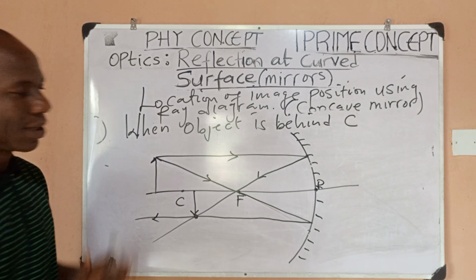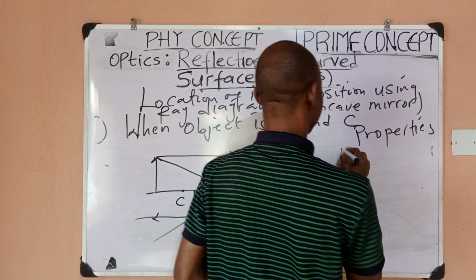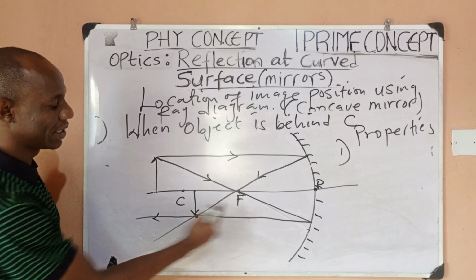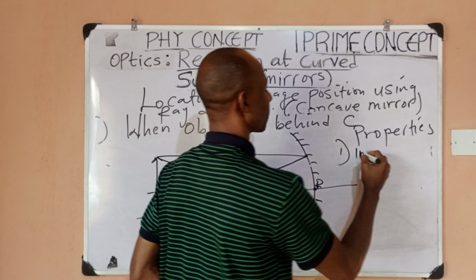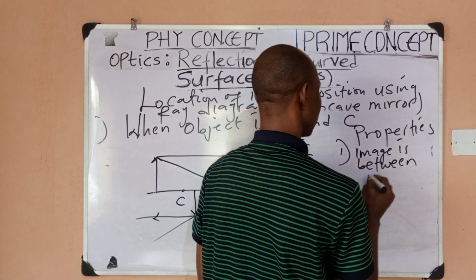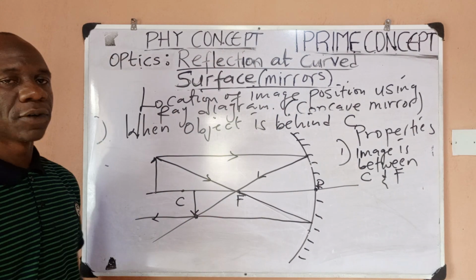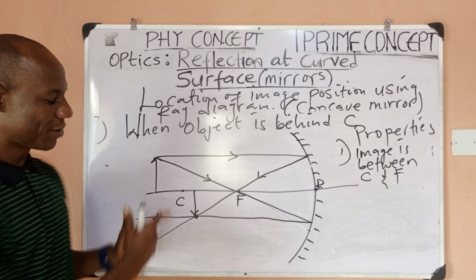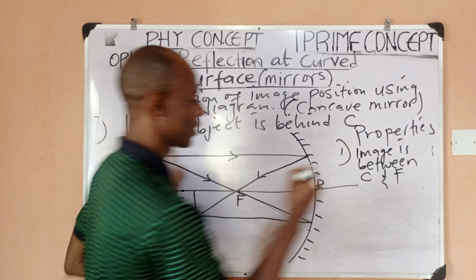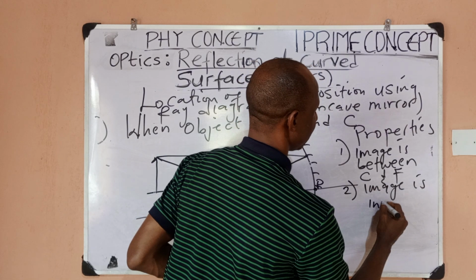Now, if you look at this, we can outline the properties of this image. The properties. So number one property you should know is that the image is formed between C and F. So the image is formed between the center of curvature and the focal point. What is another property you can observe from this? Very correct. The image is actually what? Inverted. Thank you. So number two, the image is inverted.